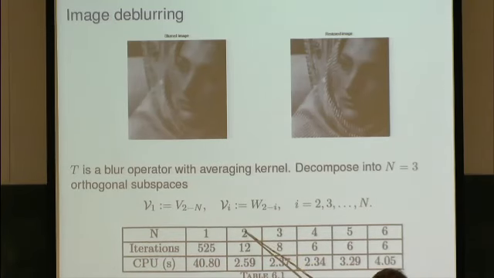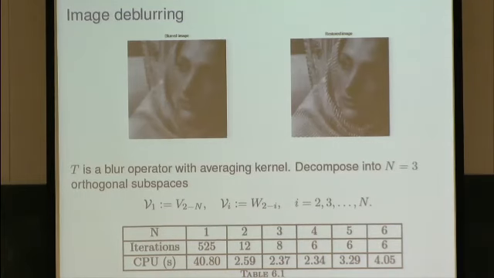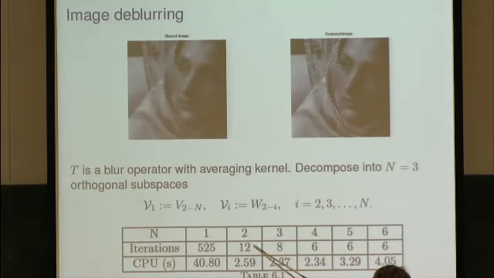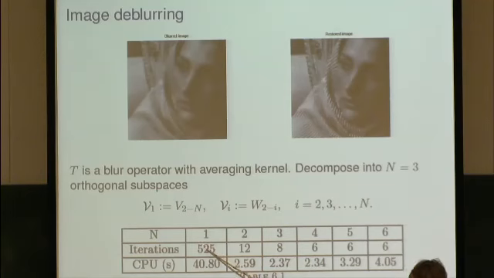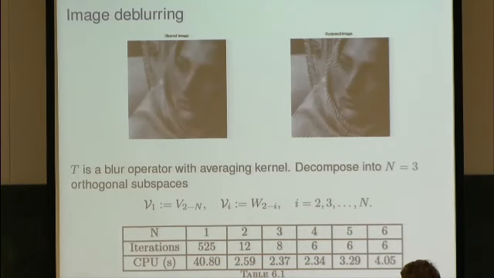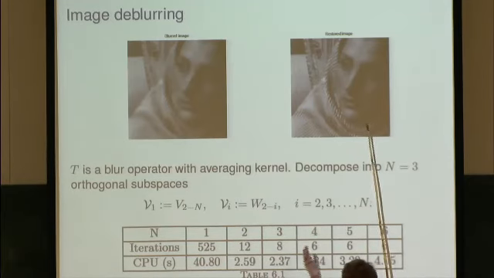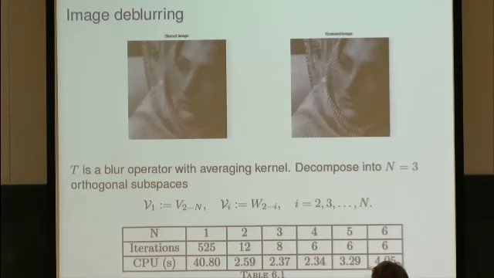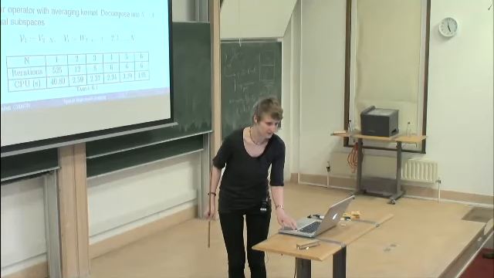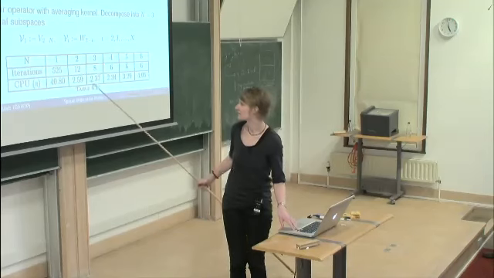If we just split into two, and here I don't even parallelize anything, this is the sequential version, we only have to do 12 iterations instead of 525. And this is 2.6 seconds. And it doesn't decrease so much anymore when you do more and more splittings. And at some point, the number of iterations kind of stays the same. But this is already a tremendous acceleration. It's because of the preconditioning. Yeah, because here I didn't even parallelize.